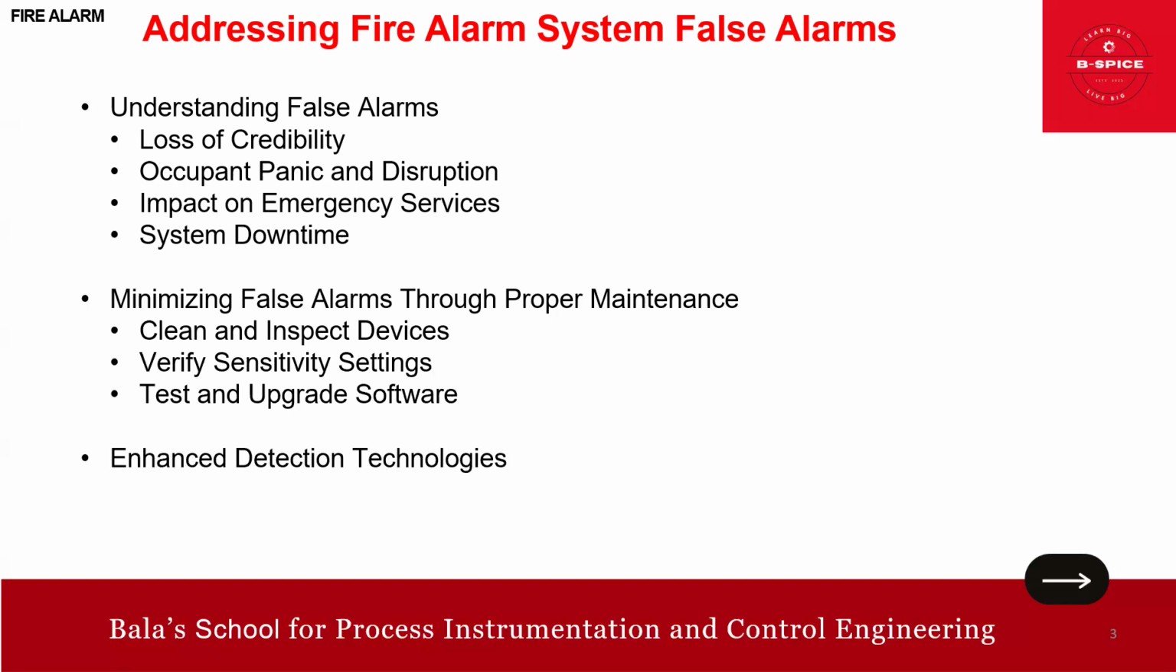Then enhanced detection technology. Incorporating advanced detection technology can improve the accuracy and reliability of fire alarm system, reducing false alarm. There is no doubt. So let's see what are all those. There are many things. Very importantly, the multi-criteria detector. See, multi-criteria detector in the sense it combines different sensing elements, smoke, heat, carbon monoxide, to make more accurate assessment and reduce false alarm. So this is very important. Multi-criteria detectors.